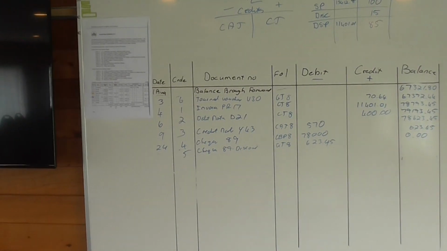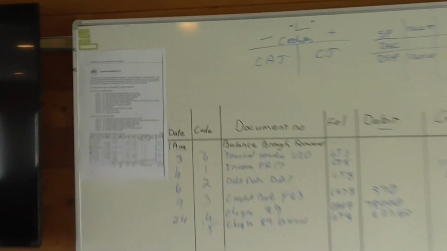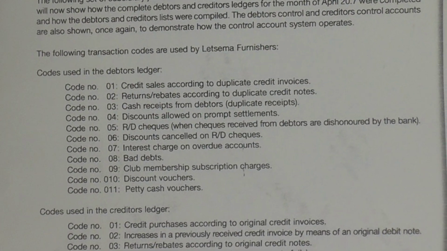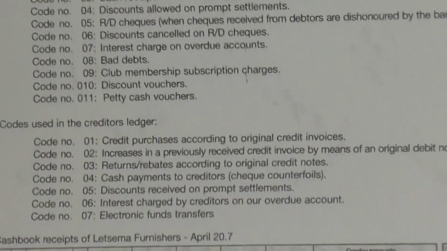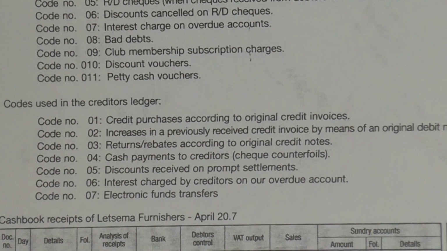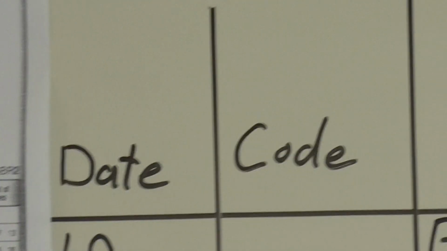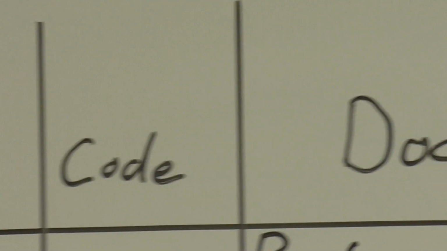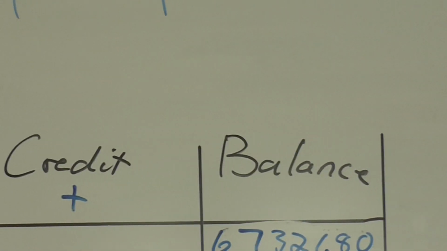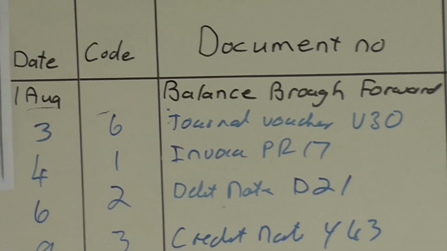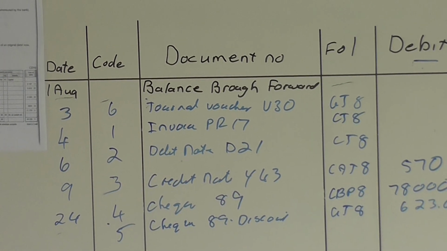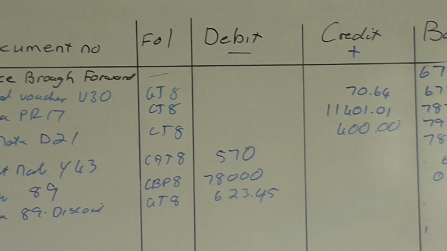Okay, I'm just going to do this again like I did last time. It seems to have worked. Okay. Those are the codes that I was speaking of. That's the codes for the debtors ledger. There are the codes for the creditors ledger. Okay, yeah. Date, code, document number, folio, debit, credit, balance. Yeah. And then there, please excuse my very not so beautiful handwriting. Okay, and that's just how you fill it in.